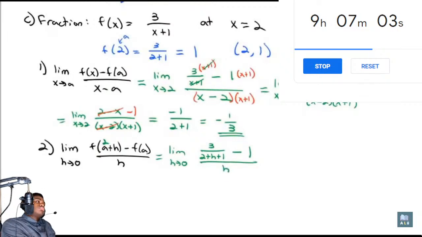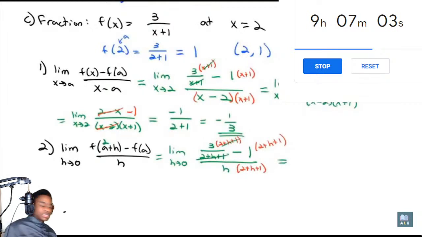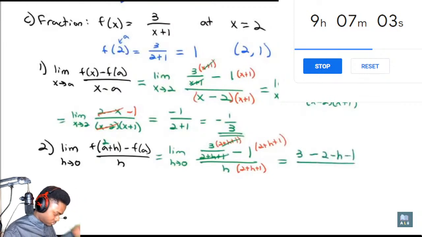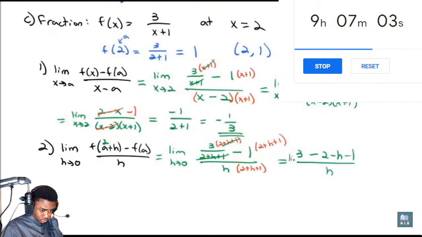The simplifying step is going to feel almost exactly the same. We need to get rid of that denominator, so we're going to multiply by (2 plus h plus 1) all the way across the numerator and the denominator. We're going to leave the denominator factored, however, because that's going to reduce out the h in just a minute. So first fraction, we're just left with 3 minus, distribute the negative 1 through, (2 minus h minus 1) all over h. Don't forget the limit as h goes to 0, all over h times (2 plus h plus 1). And we could have combined the 2 and the 1 if we wanted to. It's not going to make much difference.